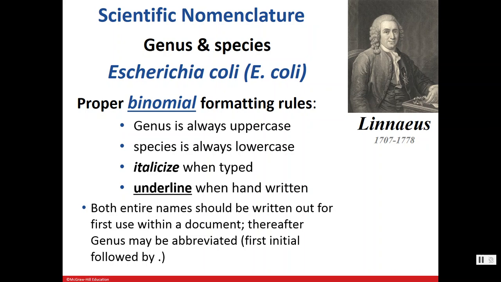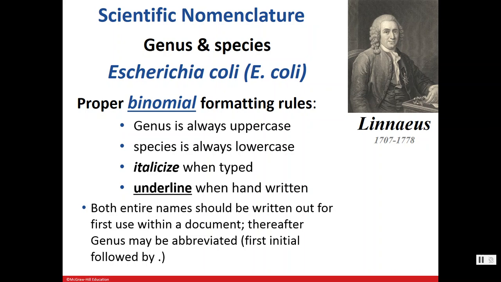Now, if you're using it in a document, such as on a test or in a lab report, you would write out both names fully the first time you use it. And then if you use it again within that same document, you can abbreviate the genus by just using the first initial with a period. So again, E. coli is how you'd use it the second time.